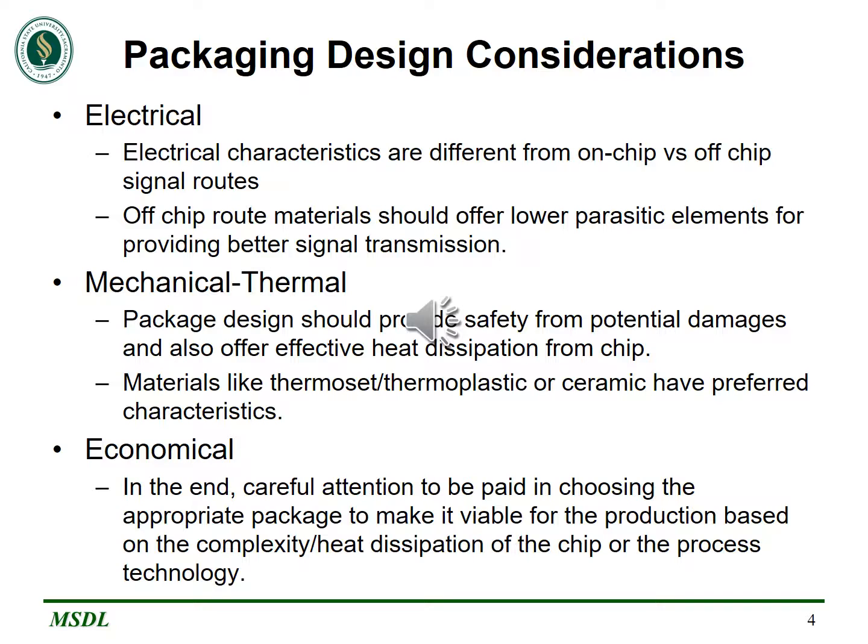And the second one is mechanical thermal. The design should be safe from potential damage and also offer effective heat dissipation from the chip. Thermoset, thermoplastic, or ceramic are examples of materials which have the preferred characteristics. And the third one is economical. Careful attention should be paid in choosing the appropriate packaging to make it viable for production, considering the complexity, heat dissipation of the chip, or the process technology.